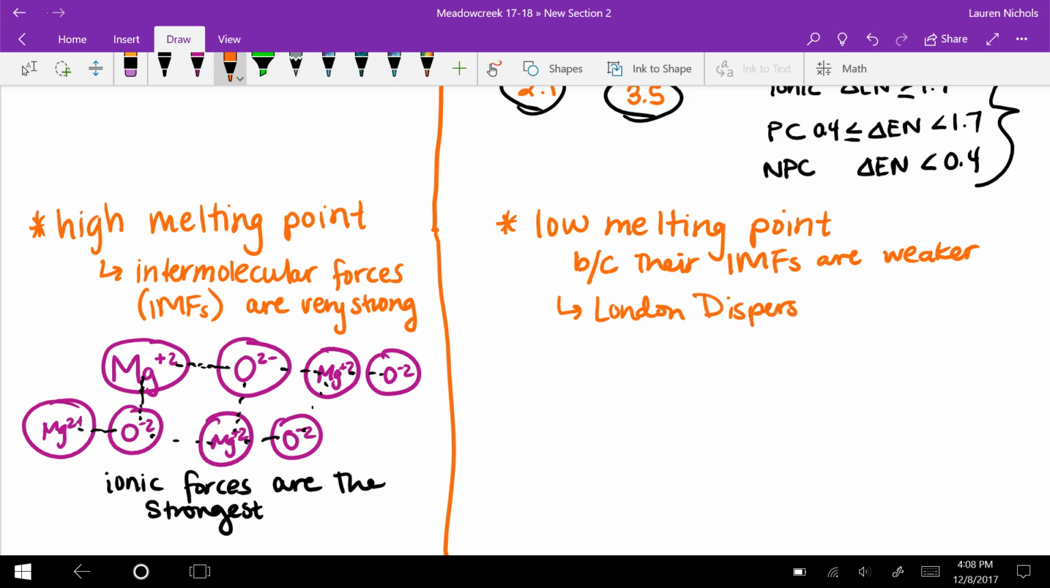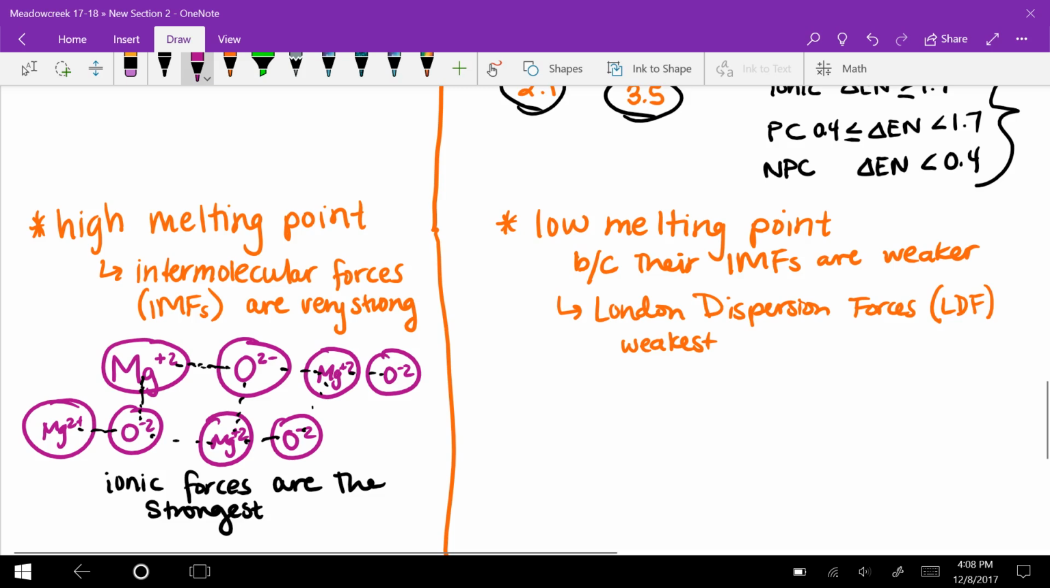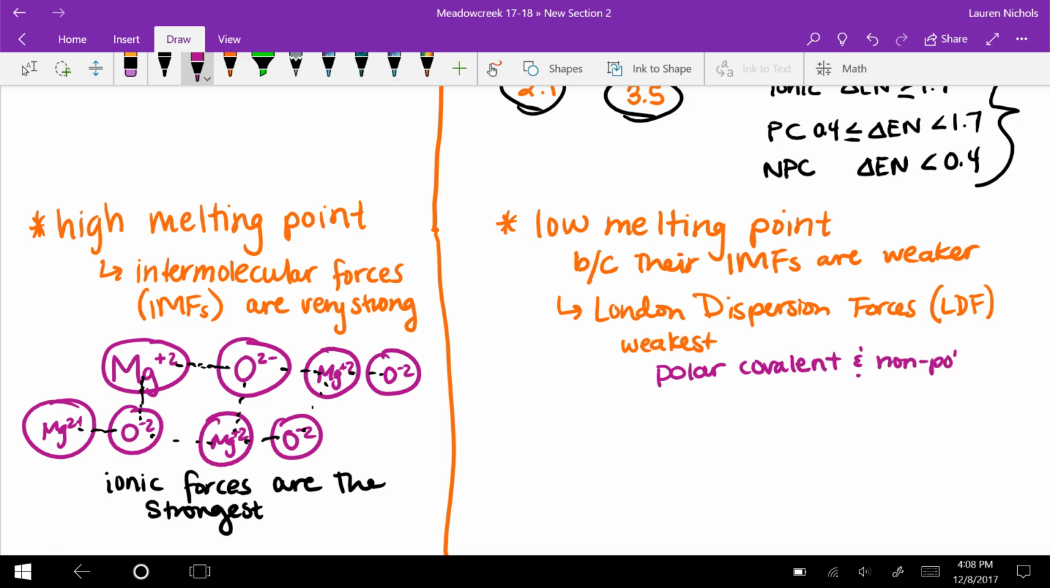And London dispersion forces, often abbreviated as LDF, are the weakest out of all of them. And in order to have London dispersion forces, you can be polar covalent and nonpolar. They are in everything. And the way that they become stronger is if they have more electrons than something else you're comparing them to.